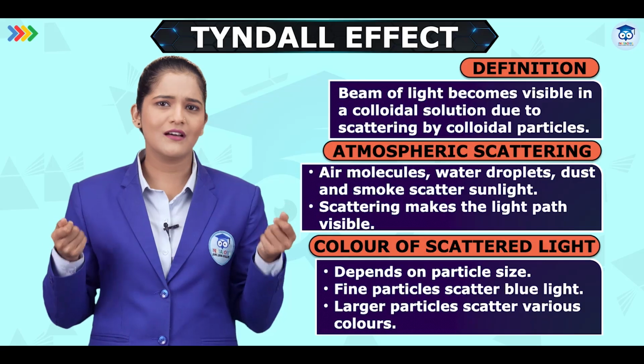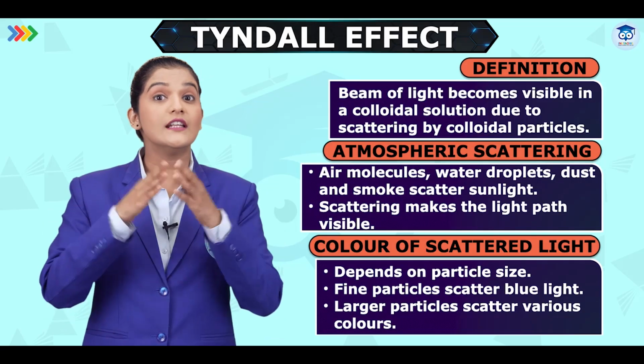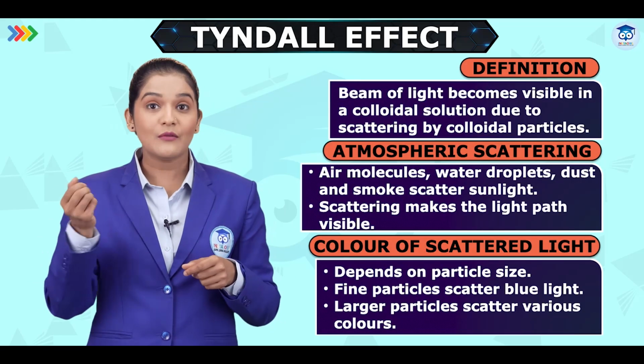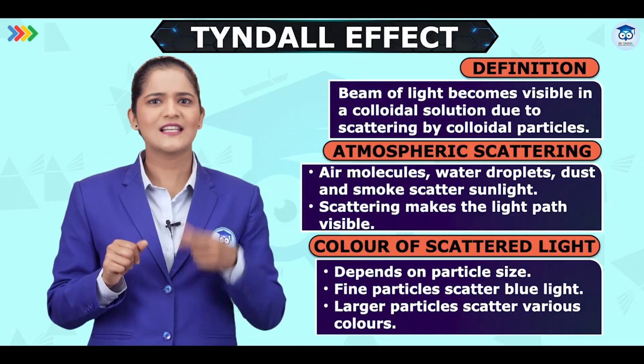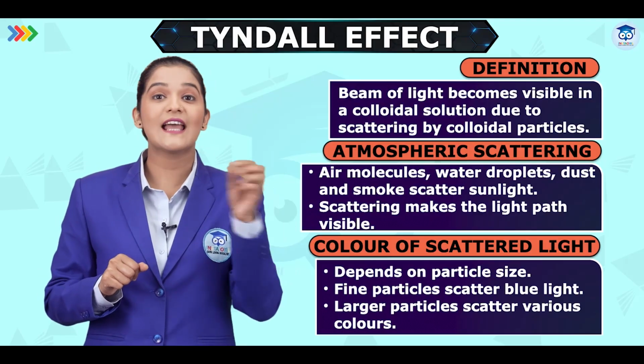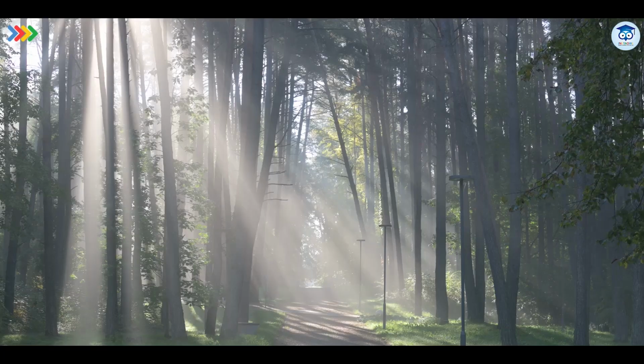In the atmosphere, a similar effect occurs on a larger scale. Air molecules, water droplets, dust, and smoke scatter incoming sunlight. This atmospheric scattering explains why we observe a visible light path in dusty or foggy conditions, and also accounts for the reddish hues at sunrise and sunset.